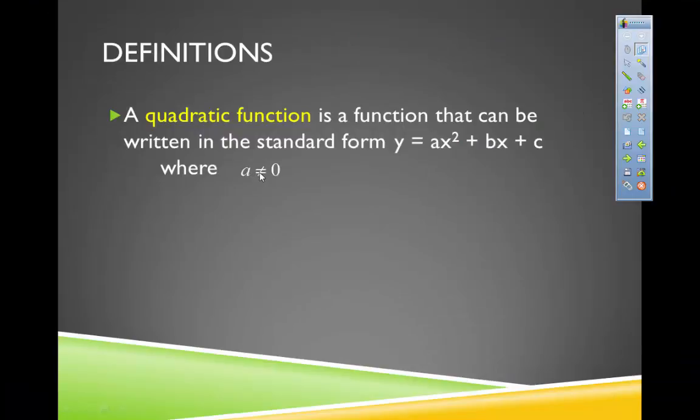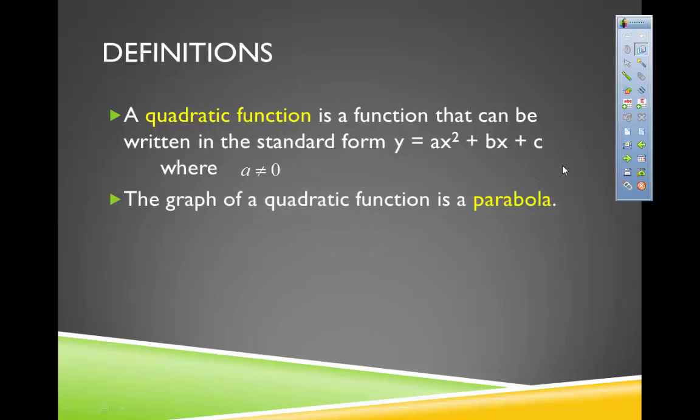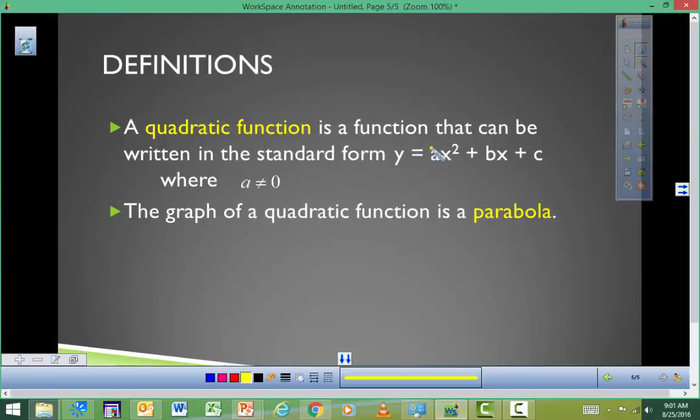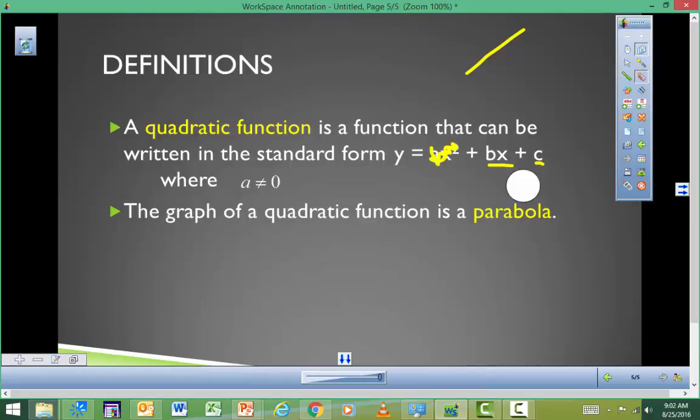Now, notice a does not equal 0. You can't let a equal 0, because if a is equal to 0, this term would disappear. And if that term disappears, it's no longer a parabola, it's a line. You see? And it would be a straight line instead, like that. So that term has to be in the equation. Remember, that square there makes it curve. It has a bend. Okay, so I'm going to erase this.